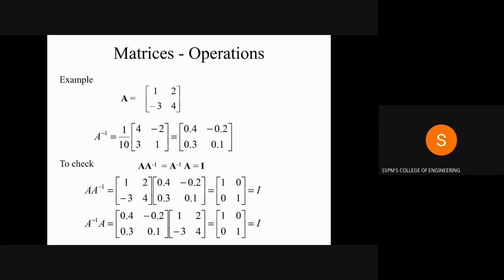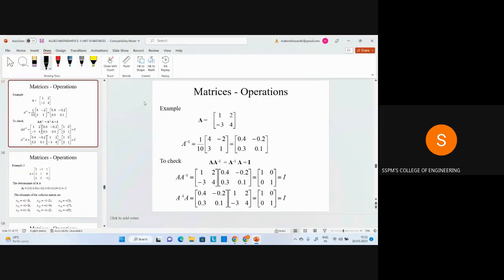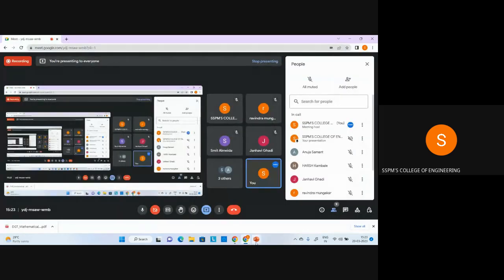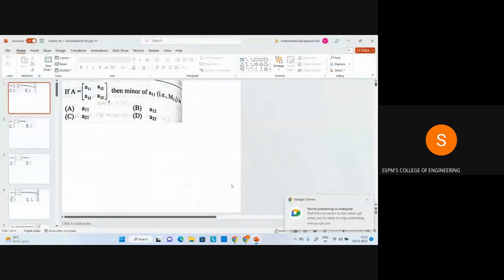Now we will see some examples on matrices that were previously asked in your exam. All these were previously asked in CET exams. So here, what is given? A is given, and you have to find the minor of A11.